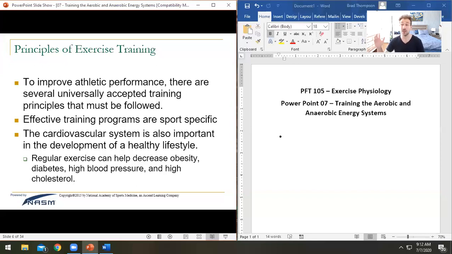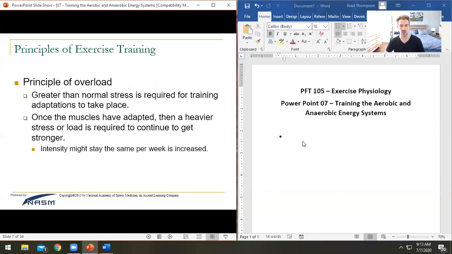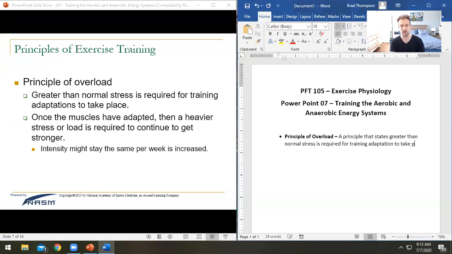That can actually make you better at dealing with that burn that's in your bloodstream, and help with even that nausea that we sometimes experience. So regular exercise can obviously help with all those things. So first thing we're going to look at here is the principle of overload. The principle of overload, like we stated, is a principle that states greater than normal stress is required for training adaptation to take place, right?